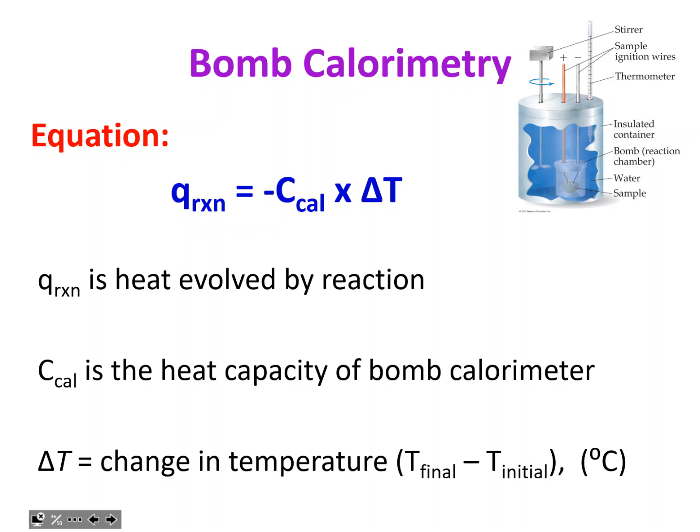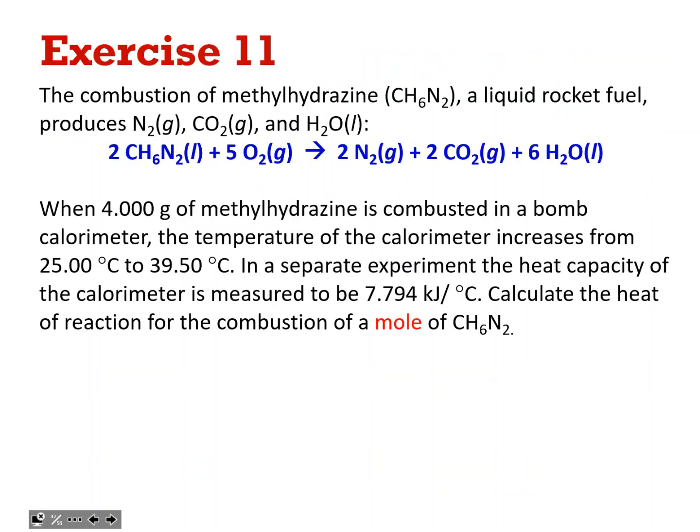All right. Now, an example like this, I saw this one, this is a good one. Methylhydrazine, a liquid and rocket fuel. When 4 grams of it is combusted in a bomb calorimeter, the temperature of the calorimeter increases from 25 to 39.5. In a separate experiment, the heat capacity was measured to be 7.794 kilojoules per degree Celsius. Calculate the heat of combustion of a mole of methylhydrazine.